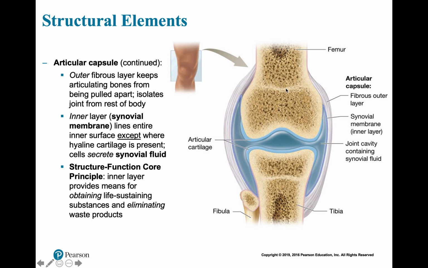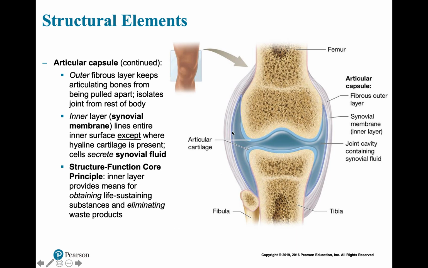Okay, so this is the articular capsule. It's composed of an outer fibrous layer made up of dense, irregular connective tissue. That dense, irregular connective tissue helps bind these bones together. It resists them being pulled apart, and it helps isolate the joint cavity from external structures, like blood vessels, from being within the joint cavity and being damaged.